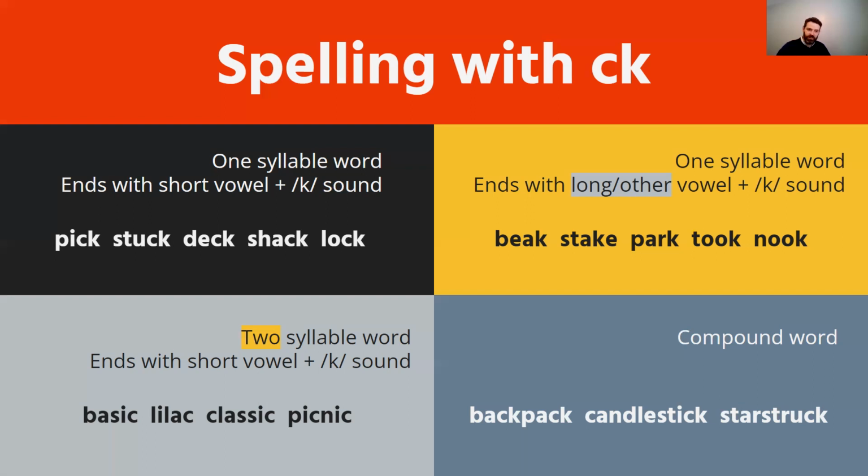Now, one exception to this is compound words. If a word is made up of two separate words that come together, then we might still see that CK spelling. So in a word like backpack or candlestick or starstruck, we're still going to use that CK spelling following a short vowel sound, even though it has more than one syllable, because the word is really a compound word. That's two separate words that come together.